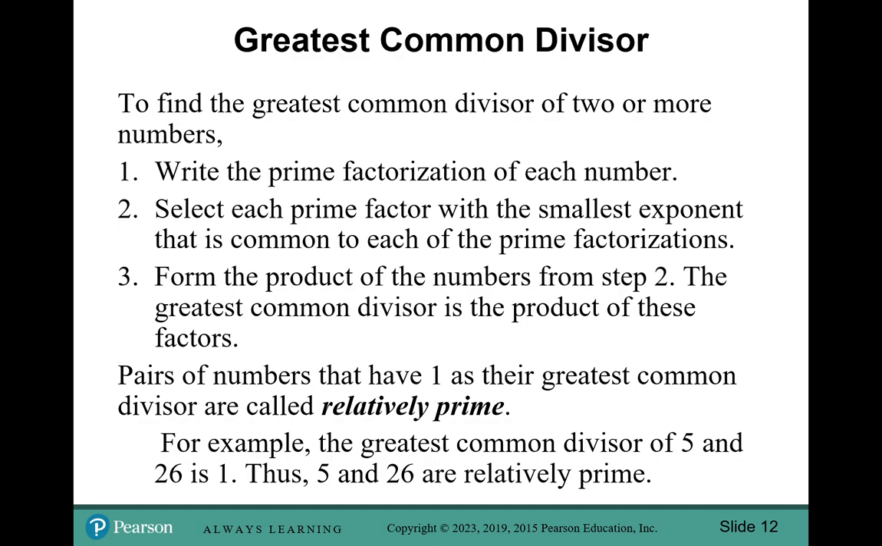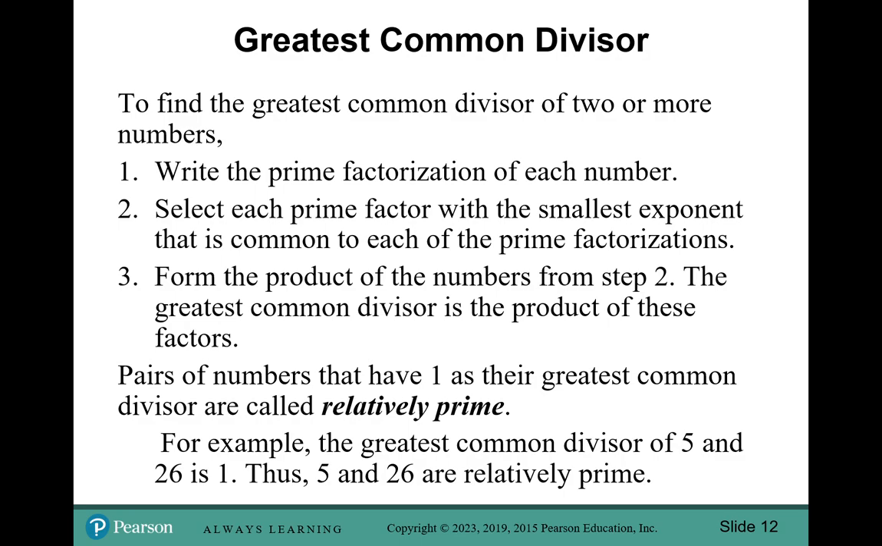Now, to find the greatest common divisor of two or more numbers, we need to write the prime factorization of each number, select each prime factor with the smallest exponent that is common to each of the prime factorizations, and form the product of the numbers from step 2. The greatest common divisor is the product of these factors.